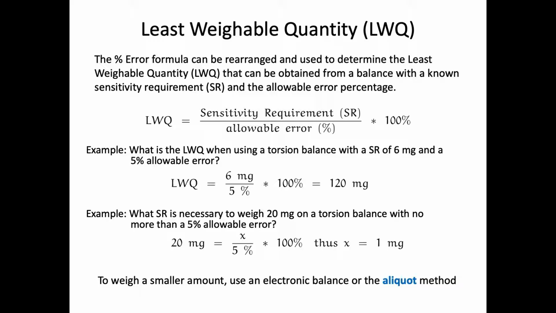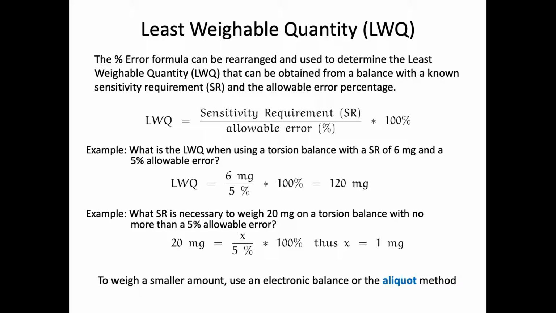Do these numbers sound familiar? This is the situation I was describing earlier with the digital balance. So that example with the digital balance, it said 20 milligrams was the least, and we knew it had 1 milligram as its least displayable quantity, which is its sensitivity requirement, and that's where the 5% error comes in.